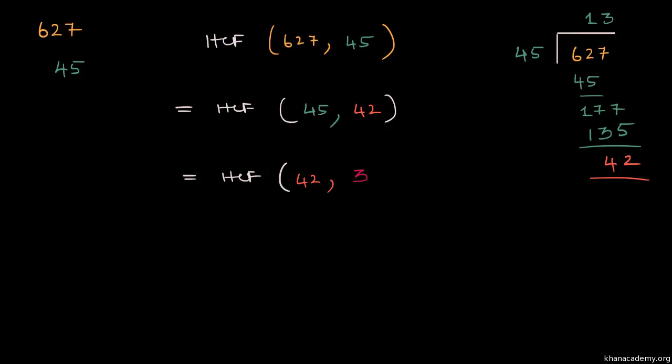So 3. And now I ask my classic question again. Is 42 divisible by 3? And in this case it is. 4 plus 2 is 6. So the sum of the digits is a multiple, so it's divisible by 3. And there I have it. The HCF is 3. And therefore I can jump all the way back and say the HCF of these two numbers is also 3 by the magic of the Euclid's division algorithm.